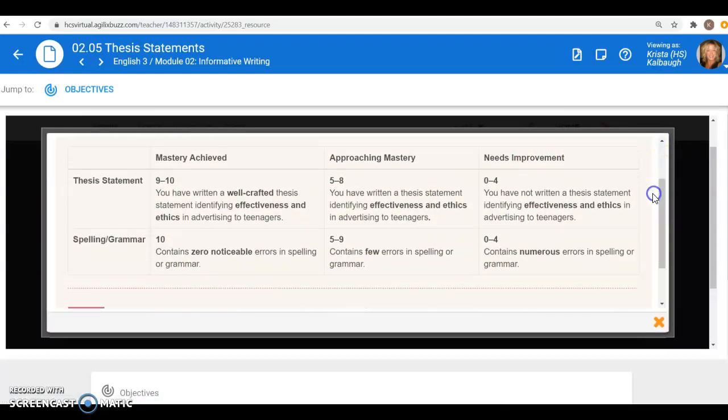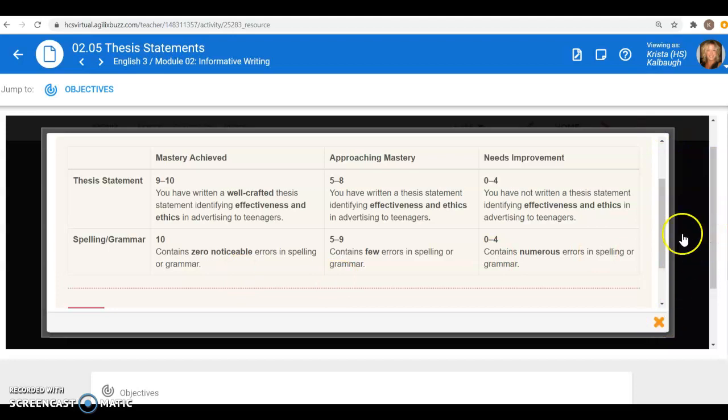All you are doing is crafting a nice sentence where you are stating your claim on the effectiveness and ethics in advertising to teenagers. If you were going to write this informative piece where you're talking about the effectiveness and the ethics of advertising to teenagers, what would be your claim? One sentence. Again, do not use I. Don't say I think, I feel, I believe. Just state it. And spelling and grammar, it is English class, folks. It needs to be a complete sentence with proper capitalization, spelling, and grammar.